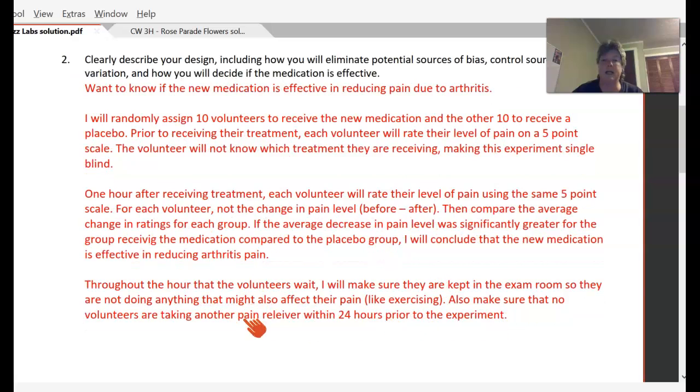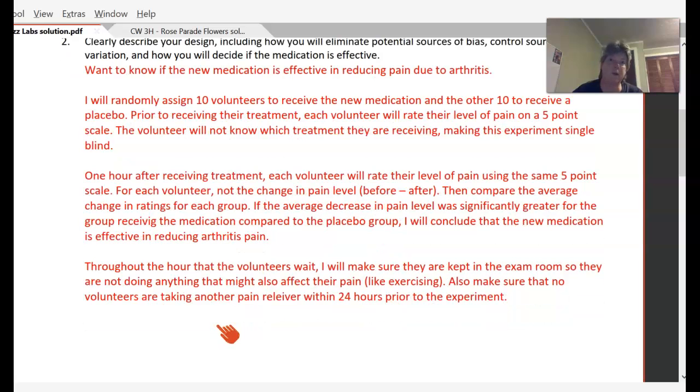And then here's my control here. I'm going to say, okay, throughout that hour, I'm going to make sure all the patients wait in the same waiting room so that we can control their activity. We don't want them participating in any kind of exercise or something like that might exacerbate their pain. So we're going to exercise that kind of control. And then we're also going to make sure that they didn't take any other pain medications. Again, within 24 hours, I kind of made up that time period myself.